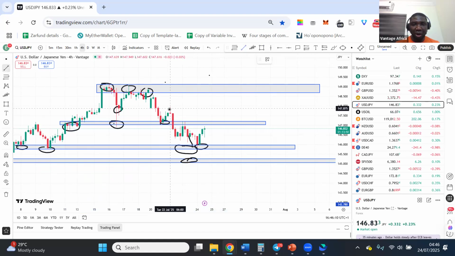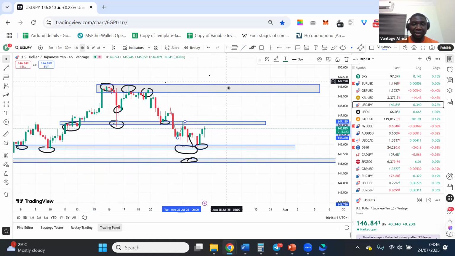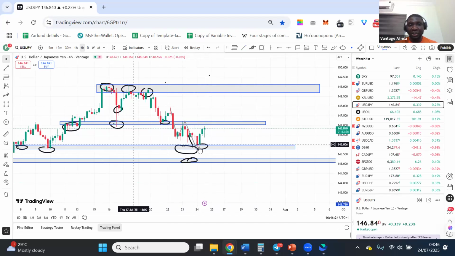You see how price broke out of it. Then see how it pulled back into it, into that breakout area, and then price continued downwards. Now it has hit a support again. It's buying from that support.